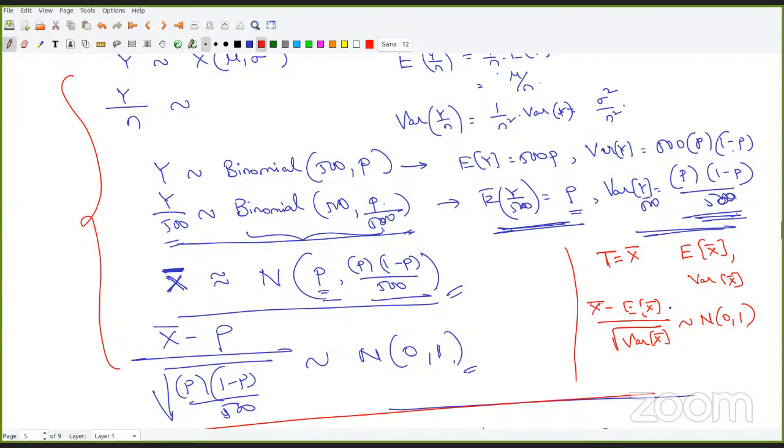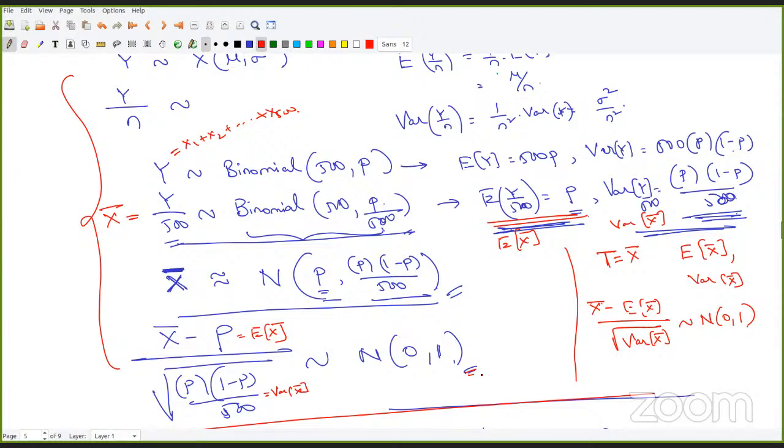So you can compute the expectation of X bar, which is this. Y by 500 is nothing but X bar, because Y is X1 plus X2 and so on up to X500, so X bar is that summation divided by 500. You compute the expectation of X bar and the variance of X bar. These are the computations we did. Finally, we did X bar minus the expectation of X bar, divided by the square root of the variance of X bar. That is standard normal 0, 1.